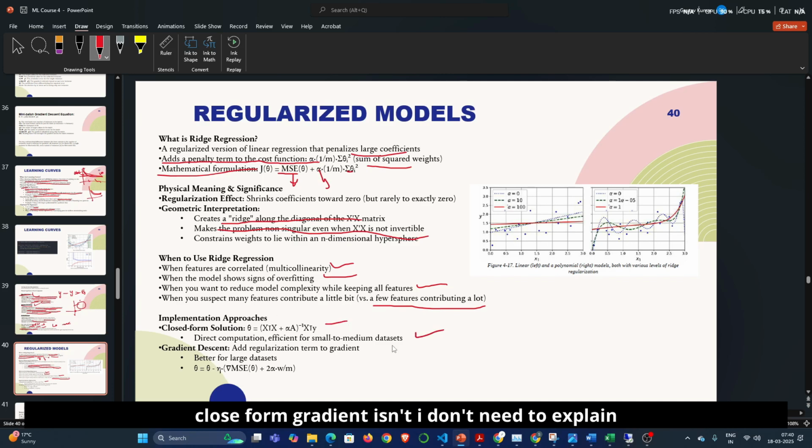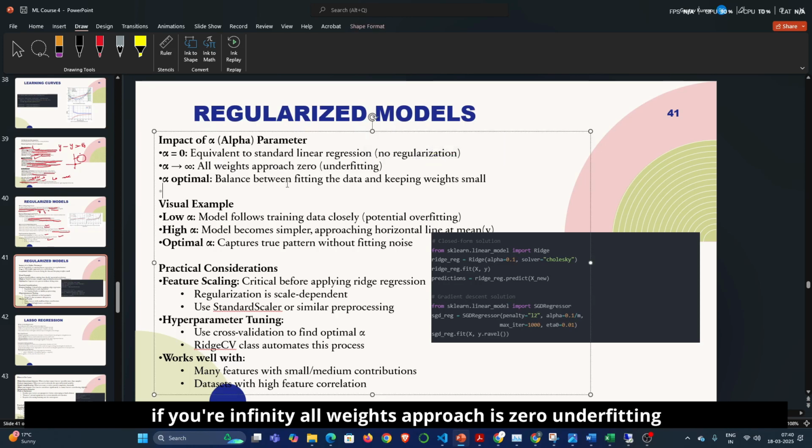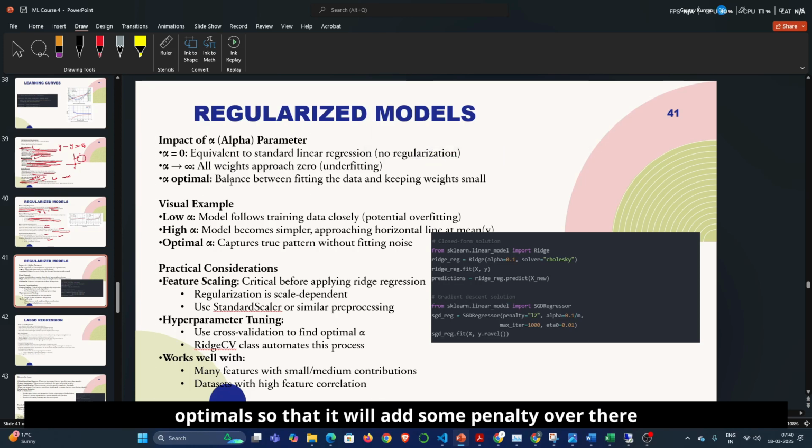There are direct closed form and gradient descent solutions. I don't need to explain this now. Now let's talk about this alpha hyperparameter. If it is zero, then we have the no regularization case, because the MSE will be there. If it goes to infinity, all weights approach zero, the underfitting case. Optimally, it will add some penalty over there. Another thing is the model fitting data closely, potentially overfitting.